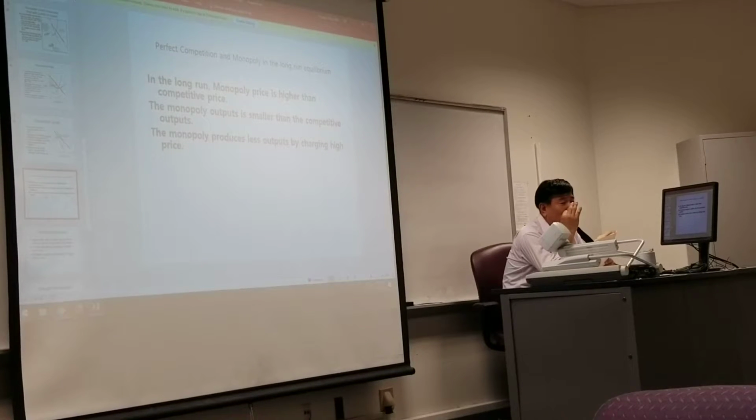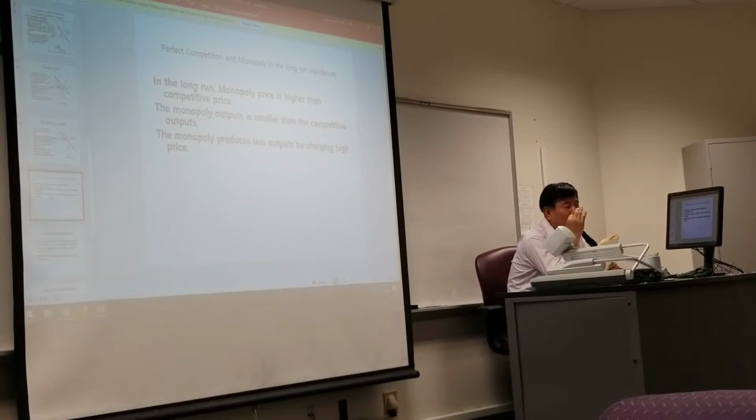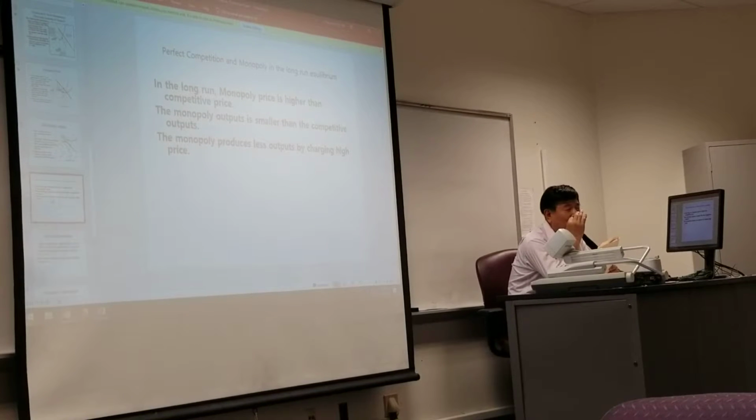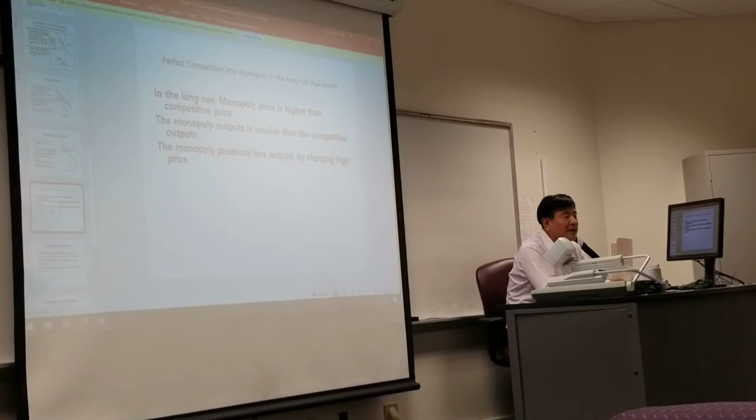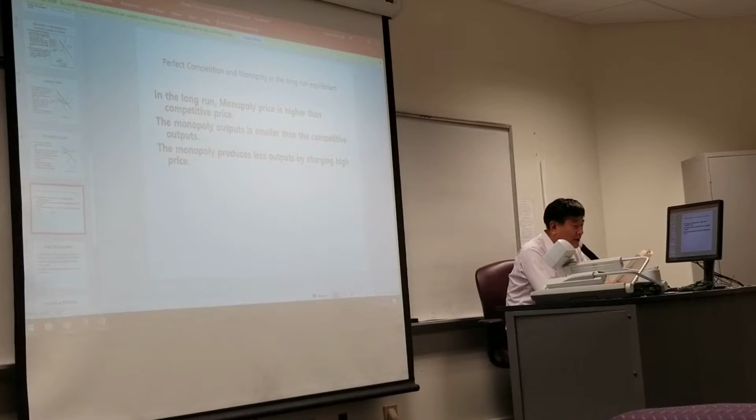What is the shape of the market individual demand curve in the monopoly case? Is it flat or downward sloping? Down sloping. Okay? Is that a price maker or a price taker? Price maker, right? So that's one question about monopoly characteristics.